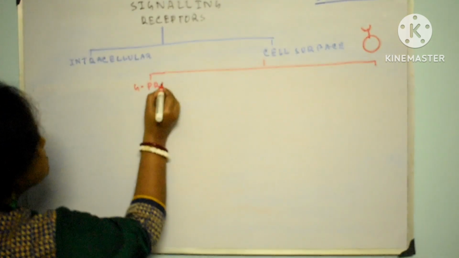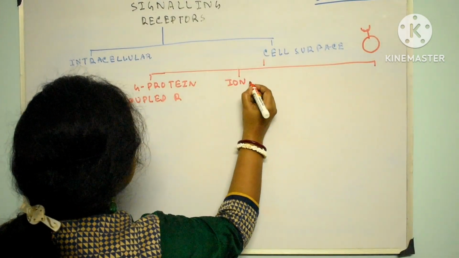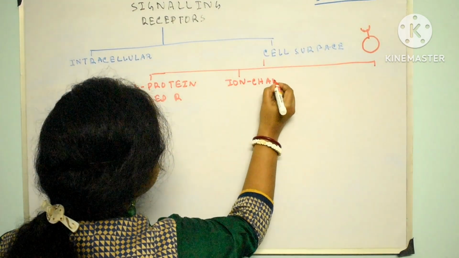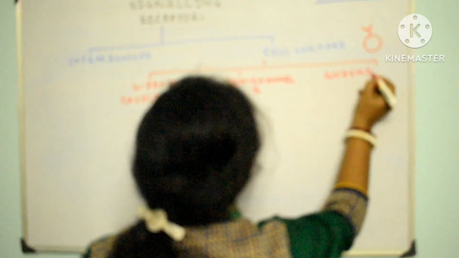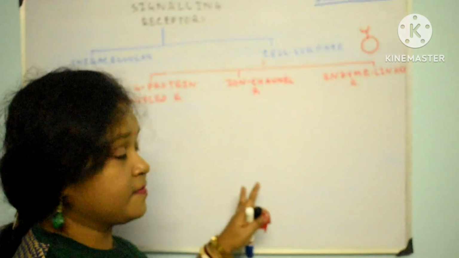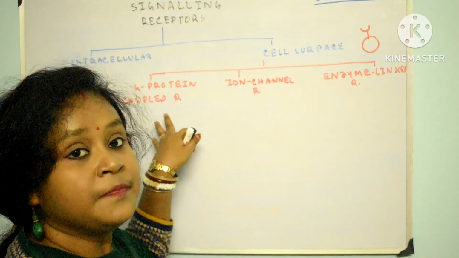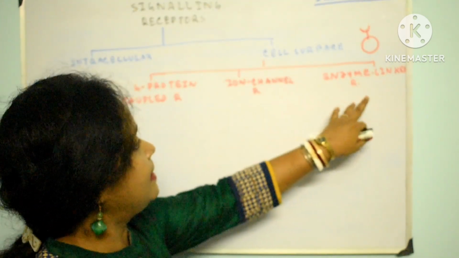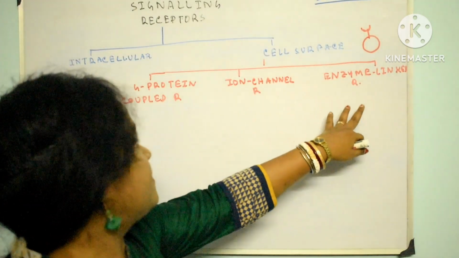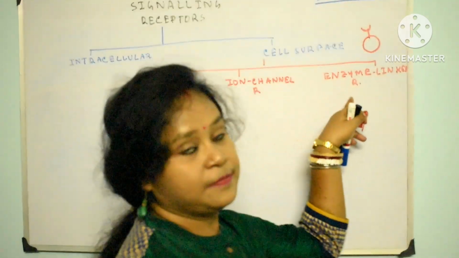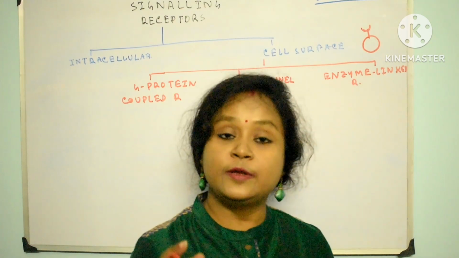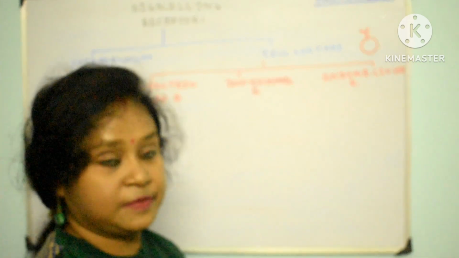First one is G protein coupled receptor. Second one is ion channel receptor, and the third one is enzyme linked receptor. So there are three types of cell surface receptors: G protein coupled receptor, ion channel receptor, and enzyme linked receptor. Among these three types, in your syllabus there are G protein coupled receptor and enzyme linked receptor. Ion channel receptor is not included in your syllabus.